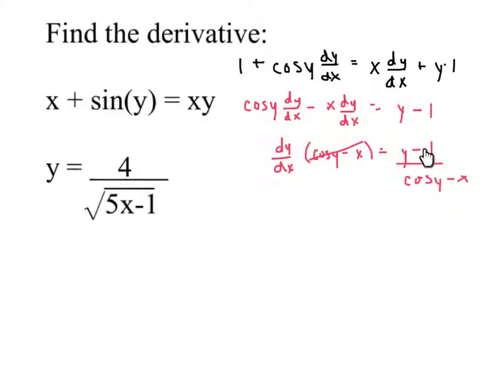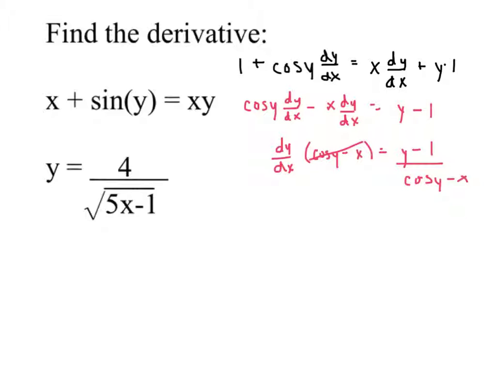The only difference is every single sign in your final derivative would be different. You'd have a negative y and a positive 1, and a negative cosine and a positive x. You'd probably have 1 minus y and x minus cosine y. It's the same thing. If all of the signs are different, it's the same.